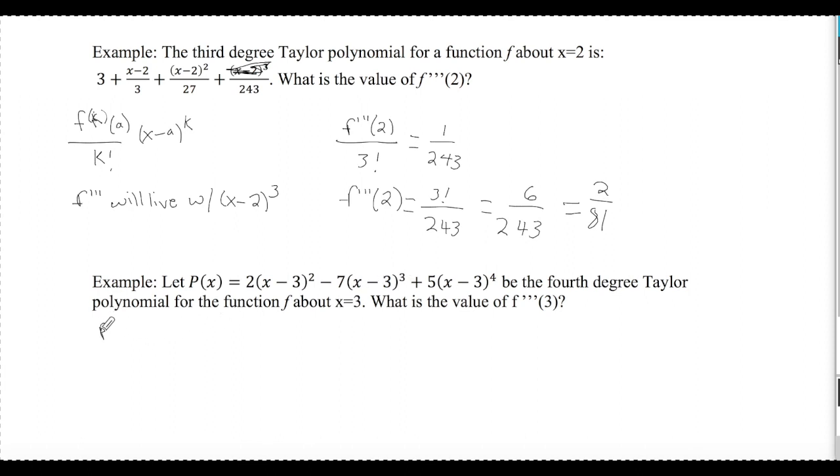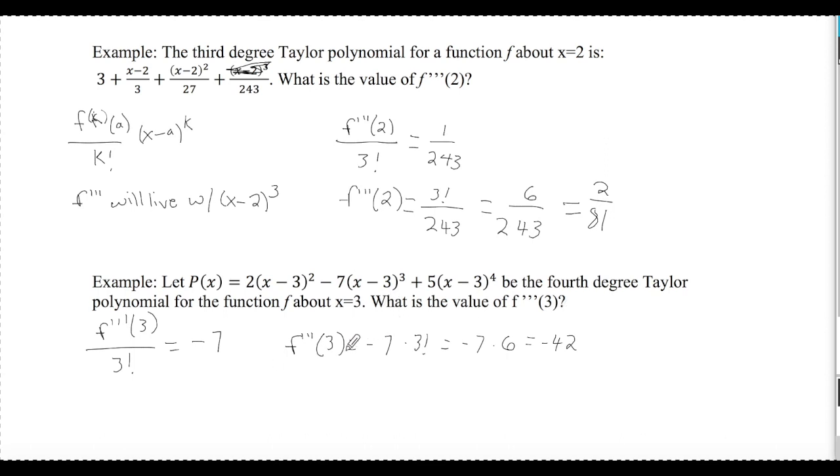And I know that f triple prime of 3 divided by the derivative I'm at, so 3 factorial, is going to be equal to the thing that's left after I get rid of my x minus a term. So in this case, it is -7. Again, we want to take the negative because typically speaking, our terms we count as sort of positive naturally. So what does this mean? This means that the third derivative of 3 is going to be equal to -7 times 3 factorial, which is -7 times 6, which is -42.